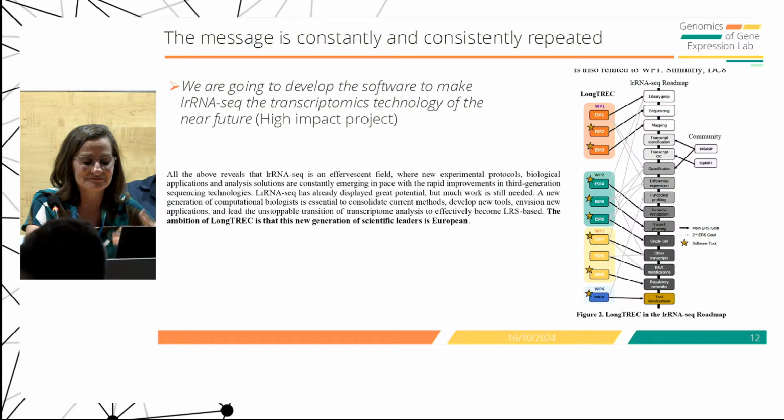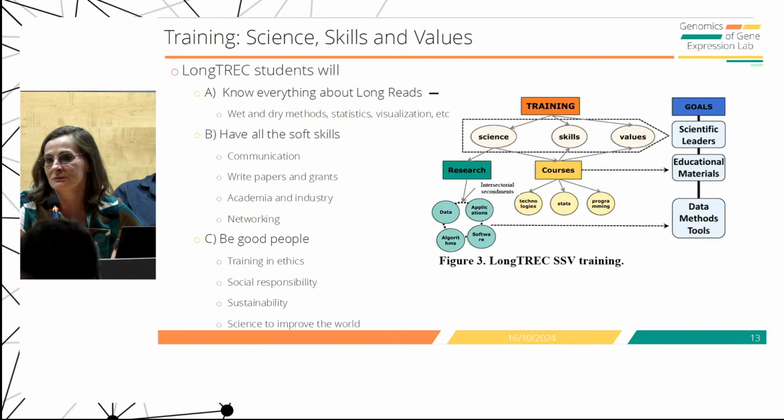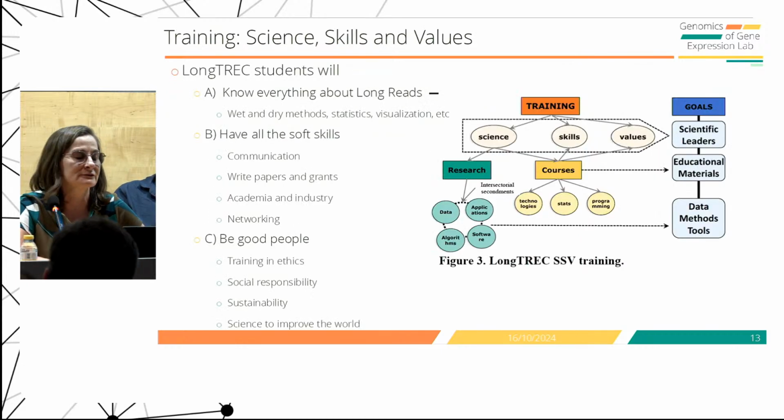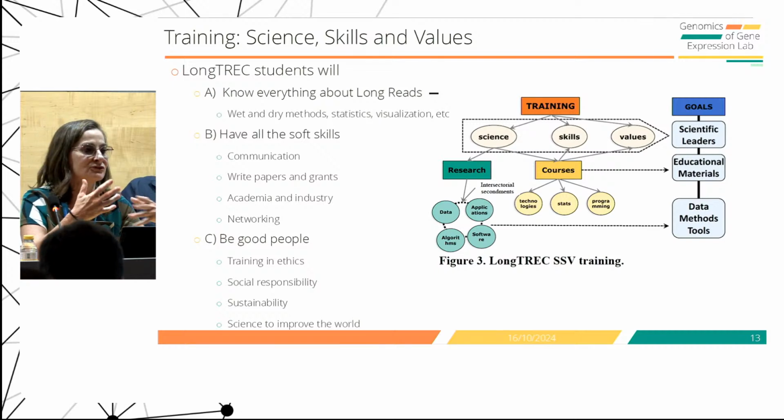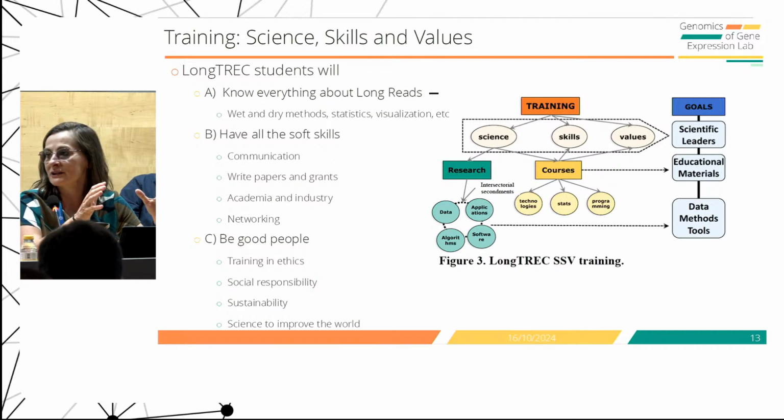I also designed a training program. You remember that it's a very important training program. In it I was basically dividing this into three components, which I called science, skills and values. And basically, what I was saying is, in the science component of the training, I want my students to know everything about long reads. So I'm going to design a training program so that they learn that, okay?